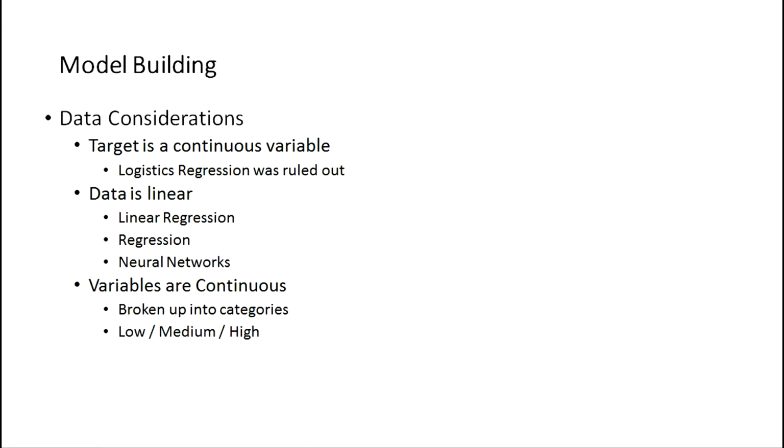Now we're going to talk about model building. A few things to take into consideration in regards to data. First, the target variable is a continuous variable. School enrollment rate can be anywhere from 0 to 100 for each country. For that reason, logistic regression was ruled out. The data is linear, so we're going to utilize three different models: linear regression, regression, and neural networks.